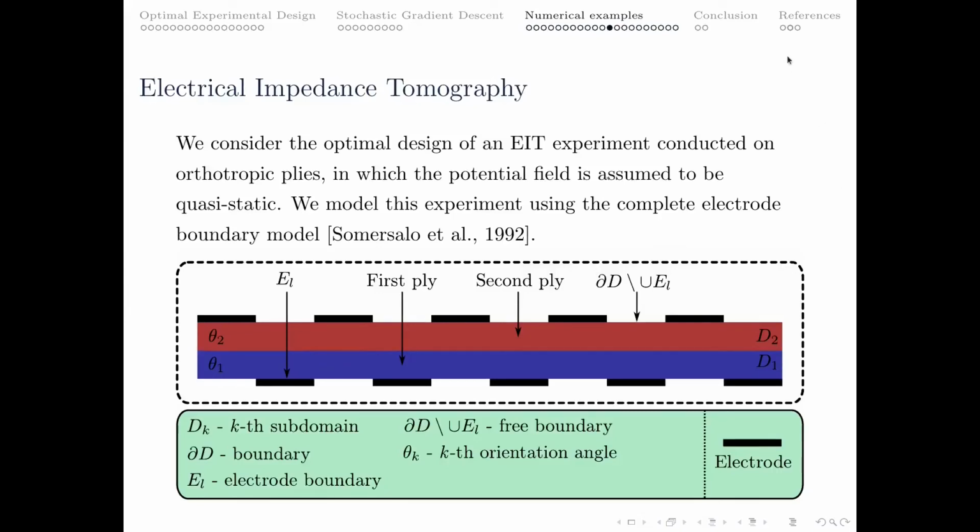So our last example is an electrical impedance tomography experiment, where we are trying to find the currents to be imposed on electrodes on the boundary of a composite laminate material, to try to infer, from observation of the potentials on the electrodes, the angles of the plies of this composite laminate.